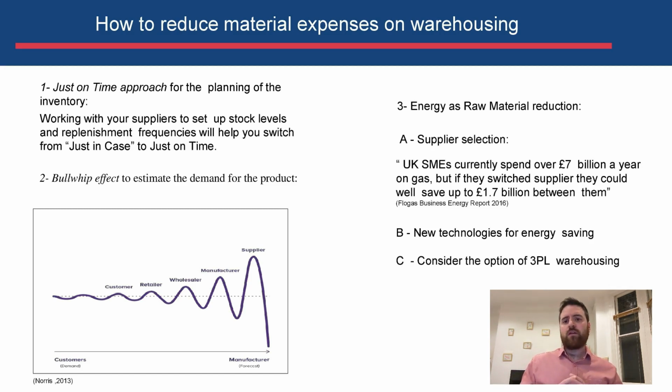Besides, if we consider energy as a raw material, the potential of reduced expenses on warehousing is more important. For instance, UK SMEs currently spend over 7 billion pounds a year on gas, but if they change supplier, they could save up to 2 million pounds. So this point again is related to procurement. Finally, investment in new technology for energy saving and considering the option of 3PL warehousing can be an option to reduce energy costs and therefore raw material expenses.